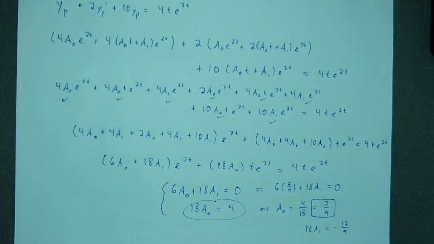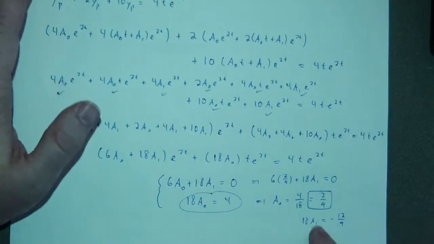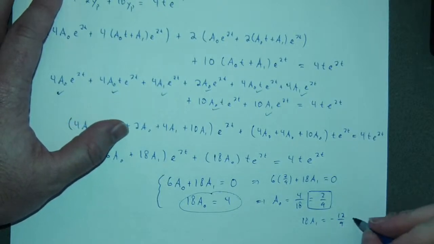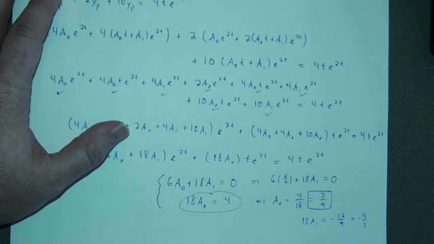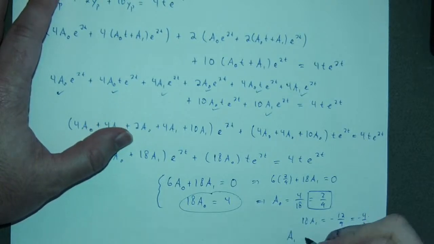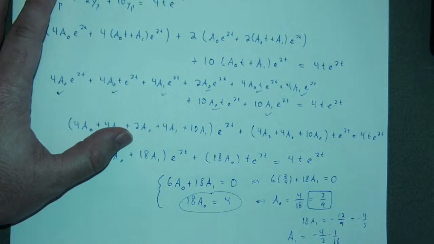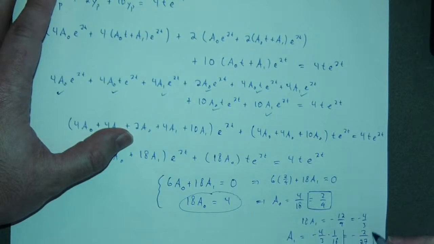Right? So what is that? Well, that's 3 times 4. This is 3 times 3. So this is minus 4/3, if you like. Okay. If I divide by 18, a1 is equal to minus 4/3 times 1 over 18. So this is 2 times 2. This is 2 times 9. So this is minus 2 over 3 times 9, which is 27. This is minus 2 over 27.